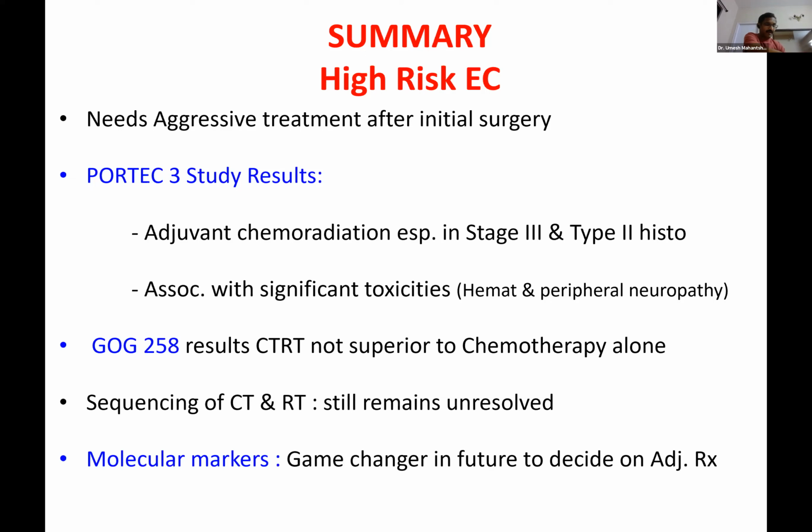And I can tell you that there is a lot of discussion currently happening in the European community to change the staging entirely to molecular staging for endometrial cancers.